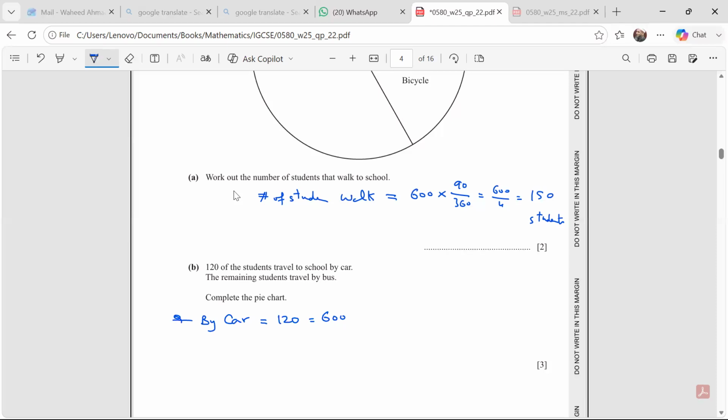So 120 is equal to 600 times x over 360. Make sense? This is multiplication. So let me put a bracket here, not to confuse with the two x's.